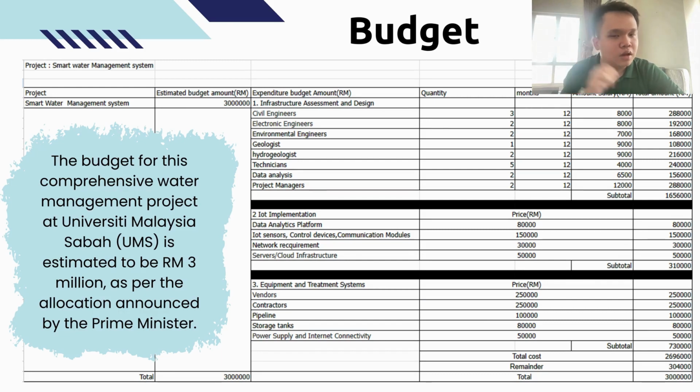So after that, we need to estimate the budget amount minus the total cost of the expenditure budget amount. So it's 3.0 million minus the 2.696 million ringgit Malaysia. So our remainder will be 304k ringgit Malaysia. So that's all for our budget in the smart water management system.